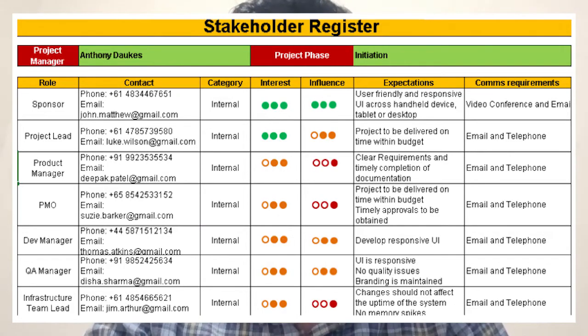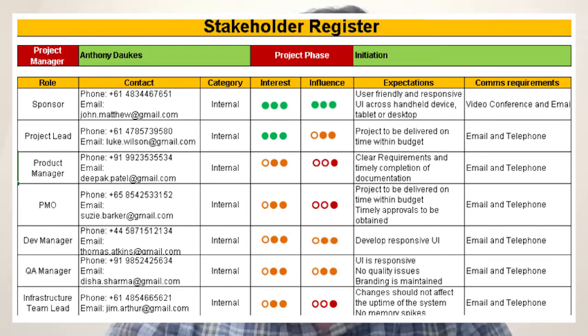As you can see, there is a role, contact, category, interest, influence, expectation, and common requirement. The role and the contact are identification information, and the category is stakeholder classification. And interest, influence, expectation, and common requirement are the assessment information for our project stakeholders. Okay, I think that's all from me.